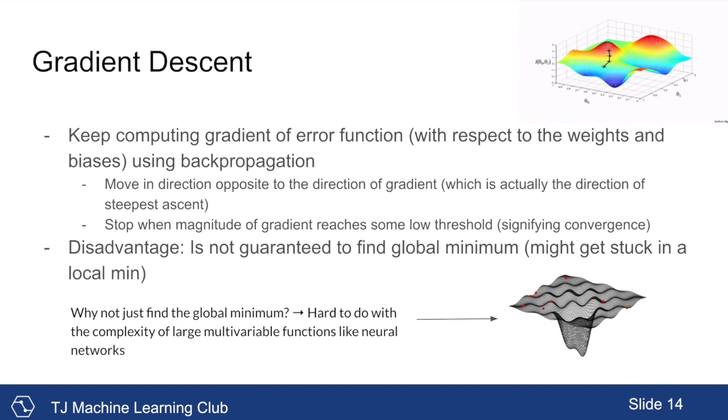This process is known as gradient descent. On every iteration of gradient descent, we basically compute the gradient of our error function with respect to all of the weights and biases of our network, right? And then whatever direction that vector specifies, we move in the direction opposite to that because, as I said before, the gradient represents the direction of steepest ascent, but we are trying to do the opposite problem. We're trying to move in the direction of steepest descent.